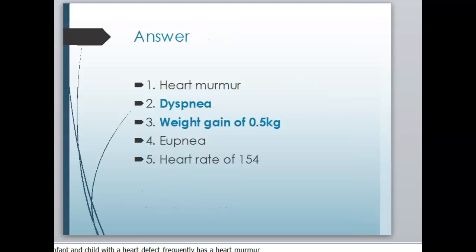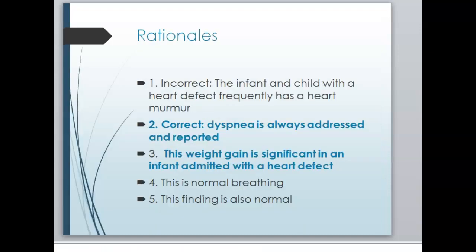If you chose dyspnea and weight gain of 0.5 kilograms, you are correct. So apnea is not a normal breathing pattern, and a heart rate of 154 can also be normal in a newborn, and oftentimes there is a heart murmur present initially in the infant and child that can be benign. Here's an explanation of the previous slide.